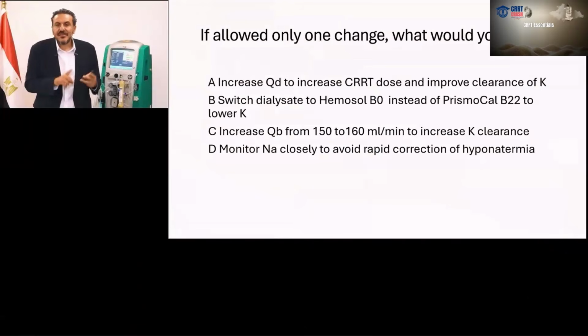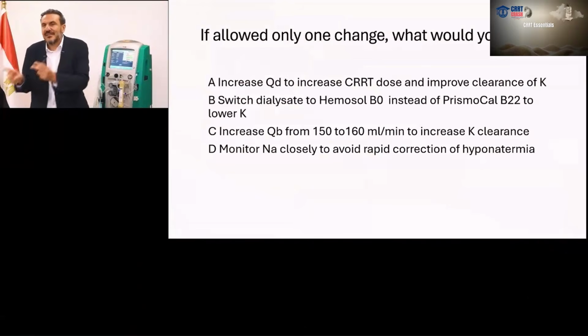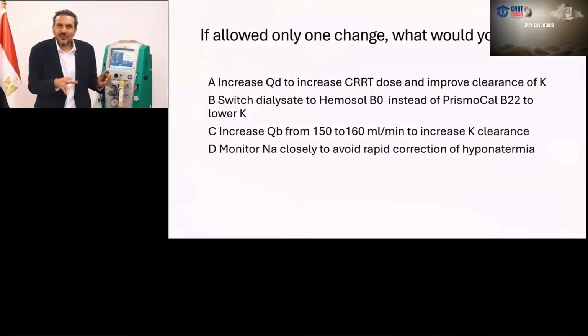C, increasing the blood pump from 150 to 160 increases potassium clearance. Now, this is again true for intermittent therapies. When we increase the blood pump speed from 150 to 200 or 300, we increase the clearance of all solutes, including potassium. But in CRRT, the dose is more important. So if you wanted to increase the clearance, probably increasing the dose would be the better answer, A, not C. But C, in that case, does not make any benefit for potassium removal.